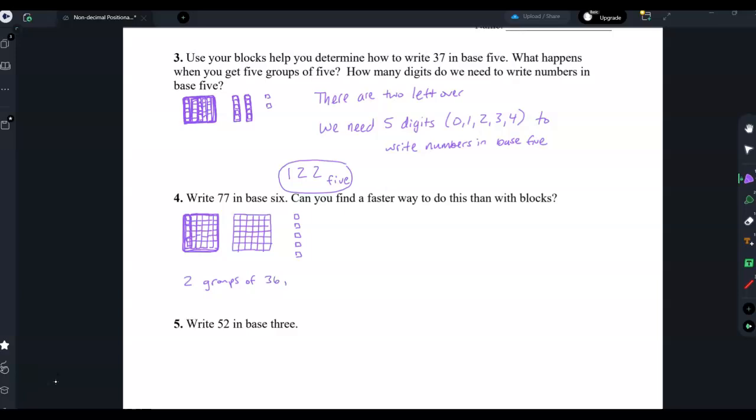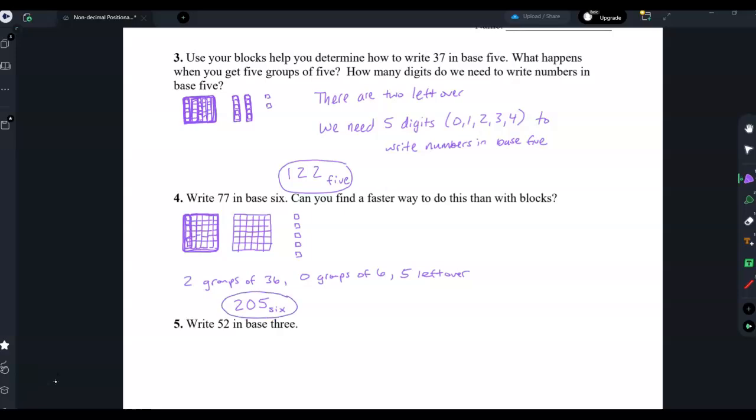It wouldn't hurt, and I would encourage you to go ahead and mention your rods. We don't have any. So I would say I have 0 groups of 6, or 0 rods. And then we have 5 left over. So that means we would have the digits 2, 0, 5. You can see why I mentioned the 0, because you don't want to forget to put that in there. And this is in base 6. So this would be 205 base 6.